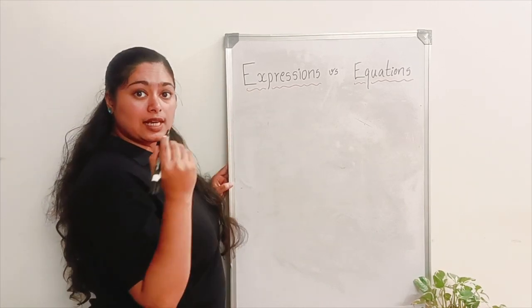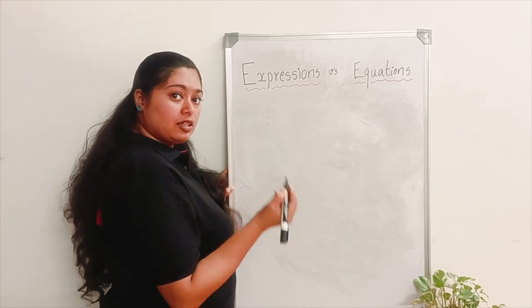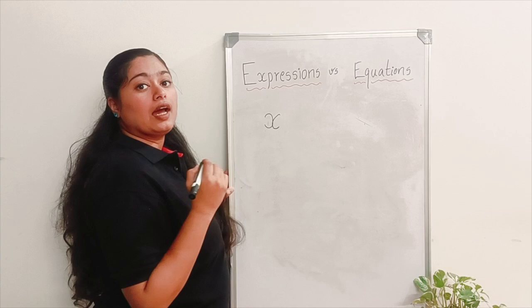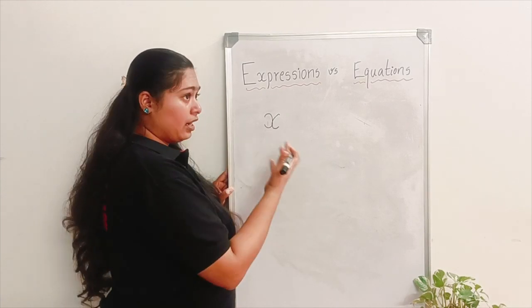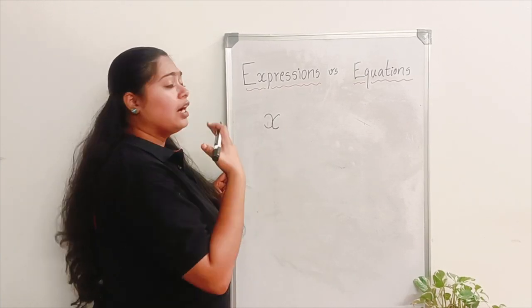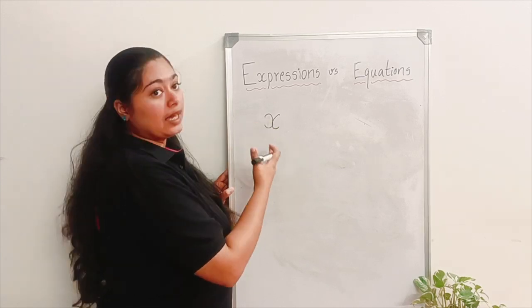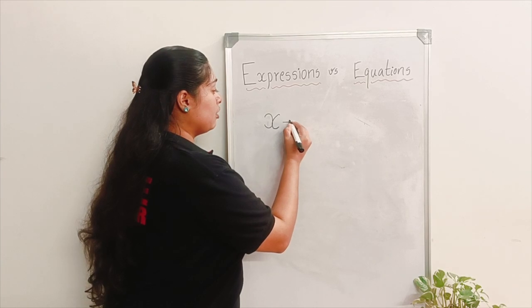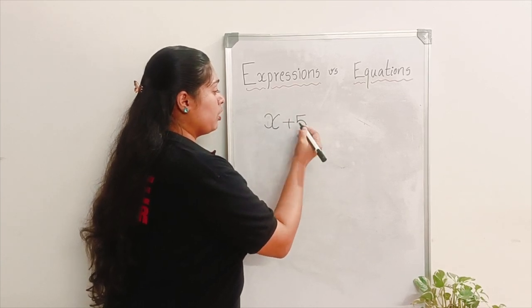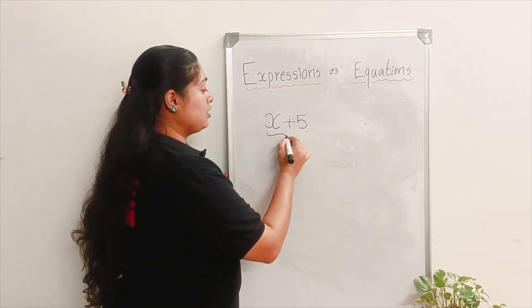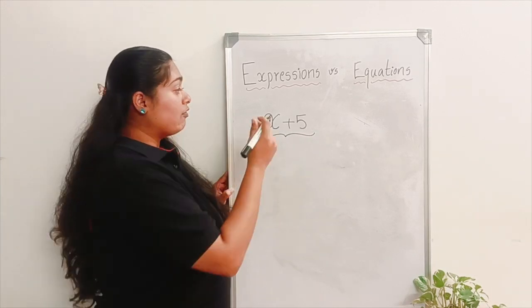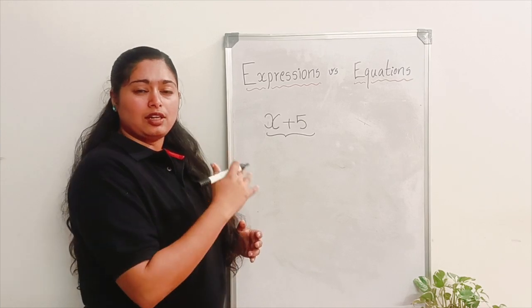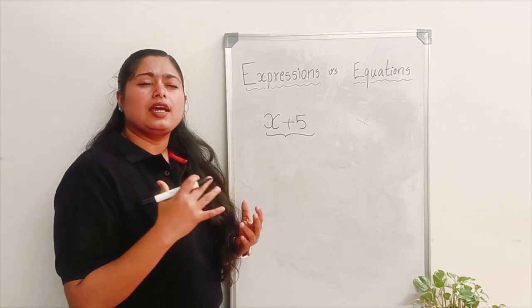So expressions, as I said earlier, you might be having certain variables. For example, let's take the most common variable x, and I can add or subtract or divide or multiply. I can do any mathematical operation with any normal constant or number. For example, let me just add a 5 here, x plus 5, and this is an expression. I have an unknown number x and I am adding a 5 to it. So here x is an unknown variable which can take any value.